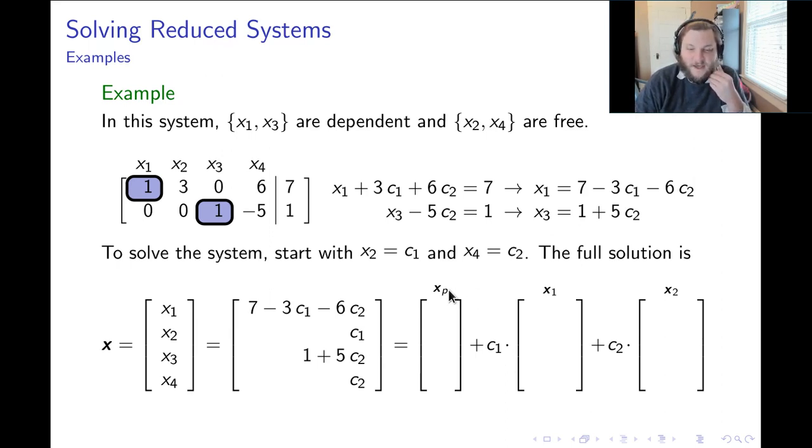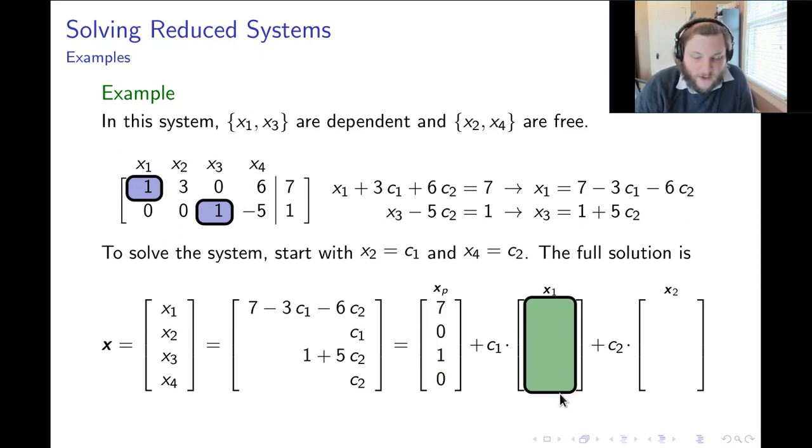So xp here will represent all of the coefficients in the solution vector that are not attached to c1 or c2. What are those coefficients? Well, in the first coordinate we have 7, and then we have terms attached to c1 and c2, so we should get a 7 as our first coordinate. In the second coordinate of the solution vector, the only term is c1, so we should get a 0 in the second coordinate for xp. Then in the third coordinate, we have a 1 that's not attached to a free variable. And in the last coordinate, we don't have any terms not attached to a free variable. So the particular solution here ends up being 7, 0, 1, 0.